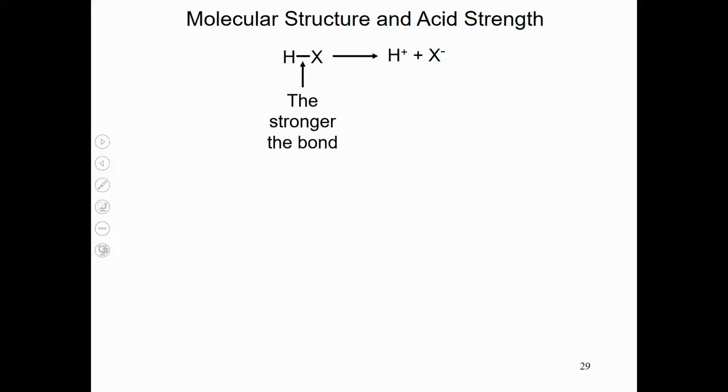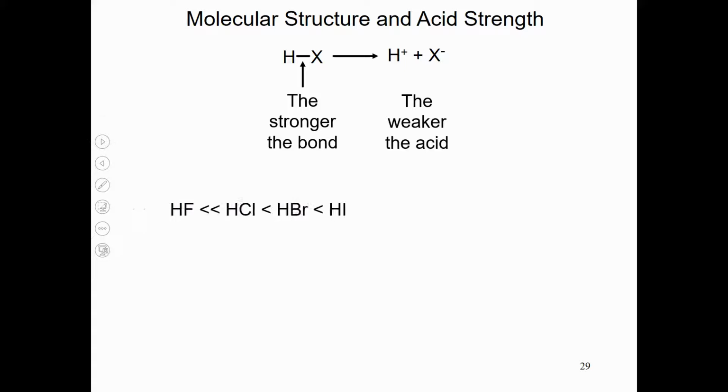So the stronger the bond, the weaker the acid. Right? It makes sense. If that hydrogen doesn't want to come off, it's not going to. Okay? But if I have a weak bond between the hydrogen and the metal, usually, or in a lot of cases a non-metal, okay? Well, non-metals mostly, okay? Then the weaker that bond becomes, the easier the hydrogen comes off, the more acidic your solution becomes, okay?